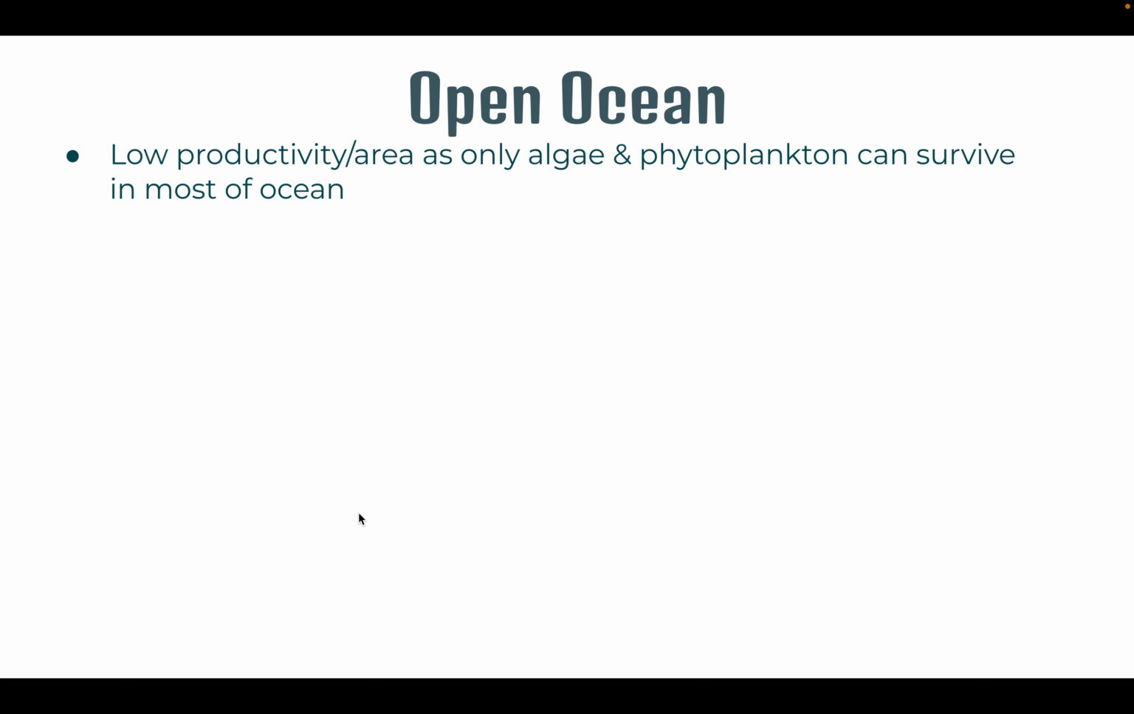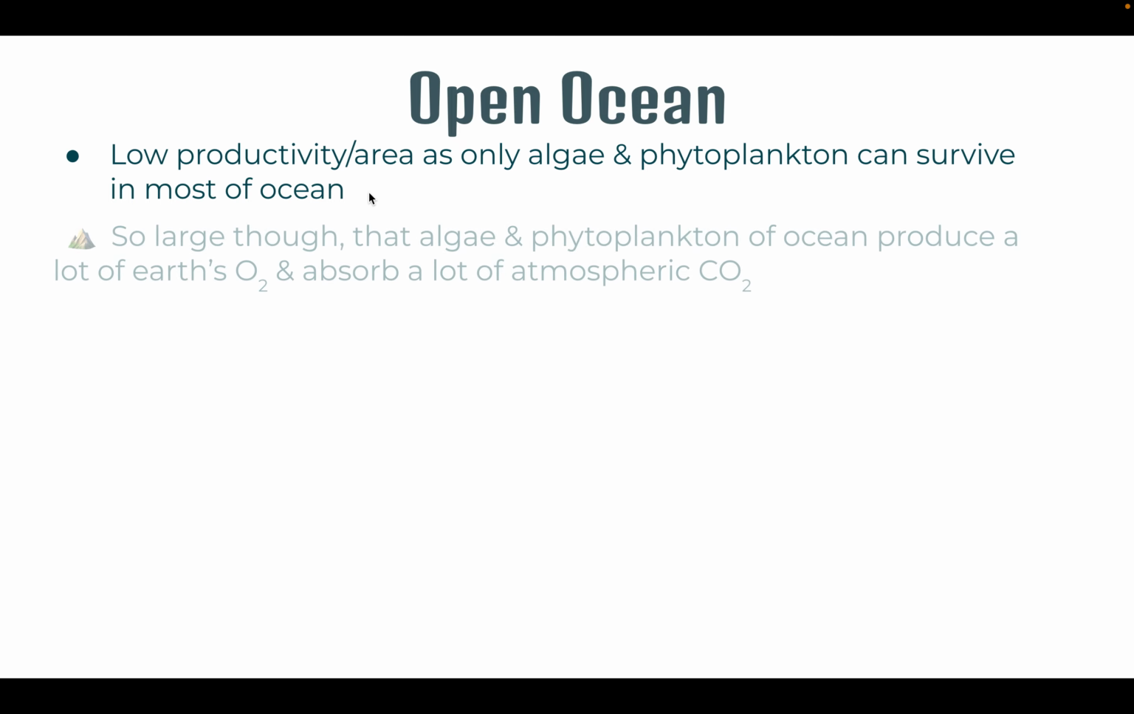And then you have the open ocean. This is a low productivity area, so low plant growth, as only algae and phytoplankton can survive in the open ocean. It's so large, though, that algae and phytoplankton of the ocean produce a lot of the Earth's oxygen and absorb a lot of atmospheric CO2. Algae and phytoplankton actually produce more than half of the oxygen on Earth.